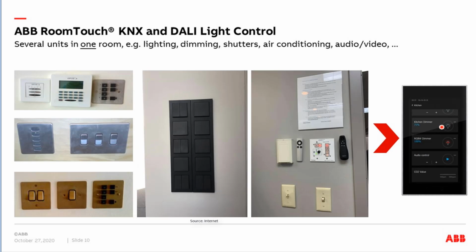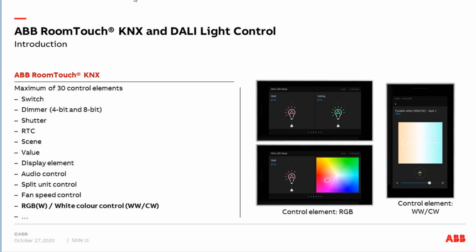The solution is to use the ABB RoomTouch KNX. We have one operating element, and with this ABB RoomTouch we can control the lights, shutters, blinds, curtains, media technology, everything else is possible. The ABB RoomTouch offers a maximum of 30 control elements, different elements for switching, for dimming for example, to call scenes, to send values or also to see values. We can control audio units, fan speed, split units, and today we put a focus on this control element RGB or tunable white, warm white and cold white.